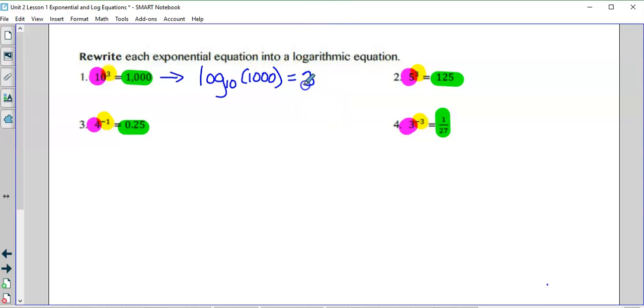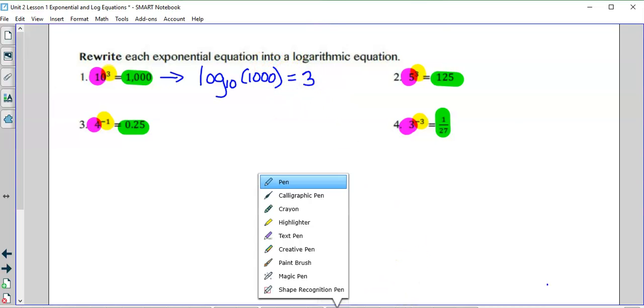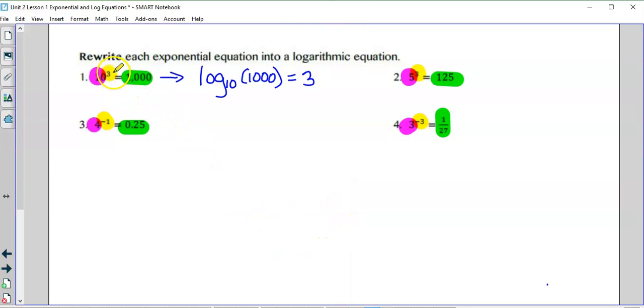And then my exponent always goes after the equals. So my exponent, which was yellow, moved there. My base, which I did in purple, is down here. And then the other number is right here. So that's where everything moves to.